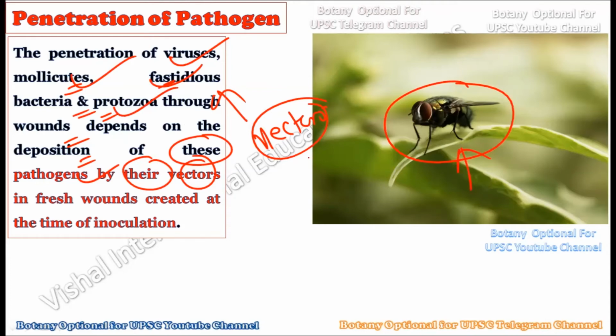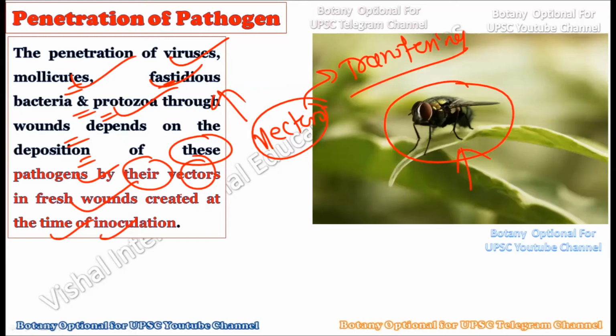their destination. Now these vectors are not only transferring the pathogen to the host, but they are also creating the injury within the plant body. Once there is a fresh wound created at the time of the inoculation, it creates a very facilitated way for the virus, molecules, or the fastidious bacteria or the protozoa to enter within the plant body. So, vectors are creating the double damage here.